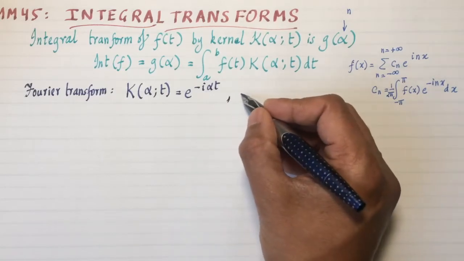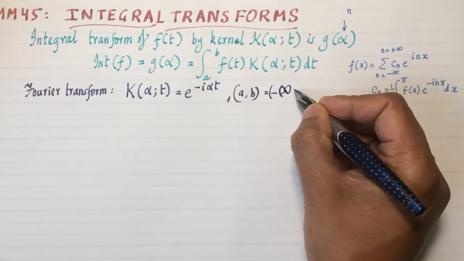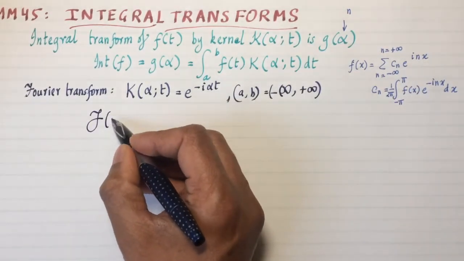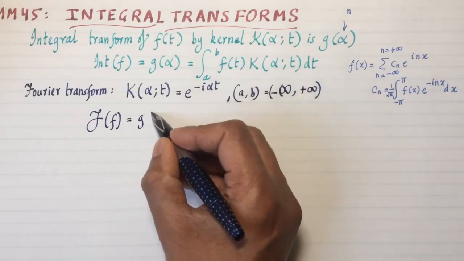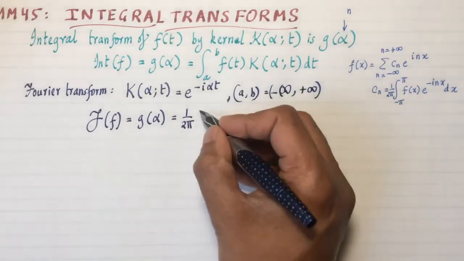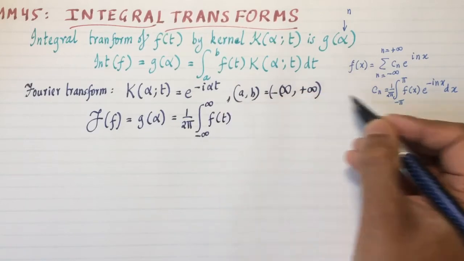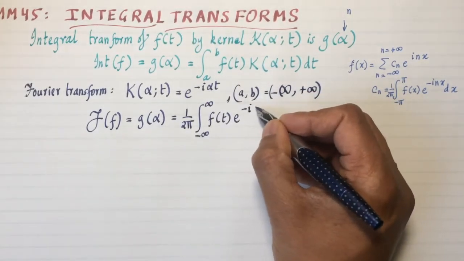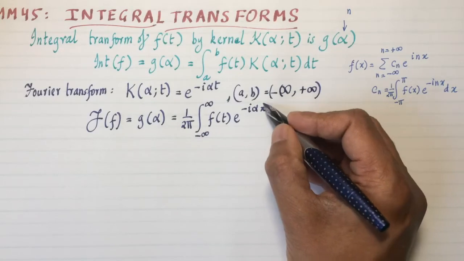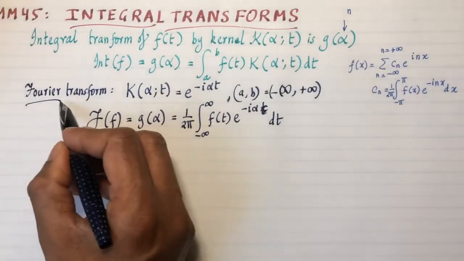And the values for a and b are now going to be from minus infinity to plus infinity. So this is very general indeed. So the integral transform written as script F of f, or g of alpha, is going to be 1 over 2 pi, the same 1 over 2 pi that you get there, integral from minus infinity to plus infinity of f of t instead of f of x, e to the minus i alpha t, because remember the n has become alpha. So that is as simple as that. I forgot that x is now t, so dt. That's the definition of the Fourier transform.